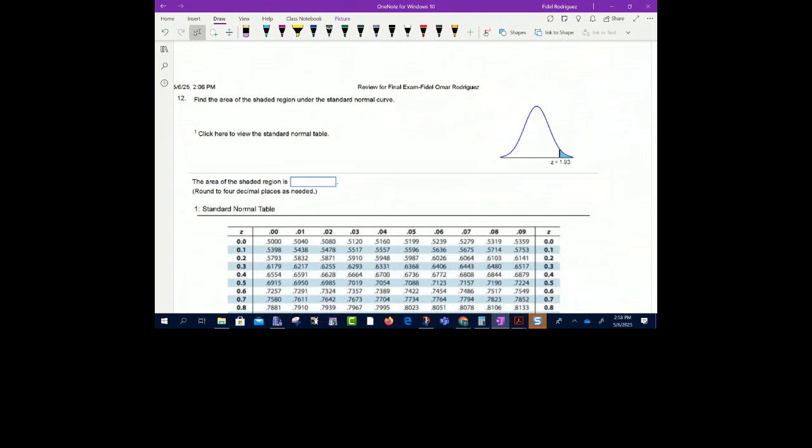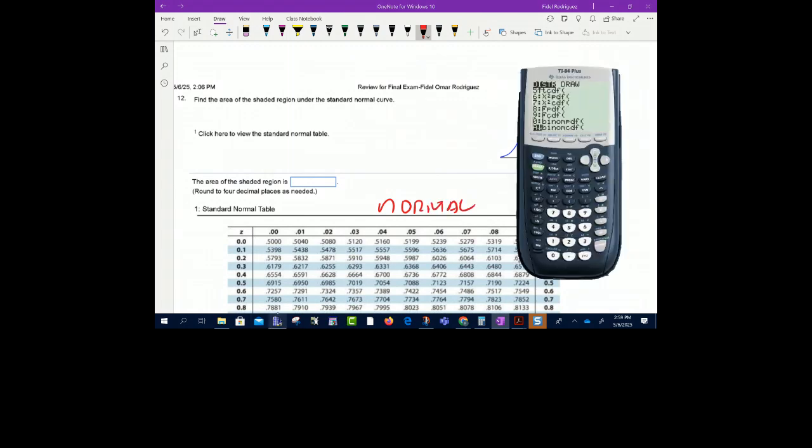We want to find the area of the shaded region on the standard normal curve. Let's see, remember how to do this. Anybody remember how do we find the area under a curve given our Z value? Didn't we go second vars? Yeah, we go second vars. Let me grab this real quick. Let me clear everything out. We're going to go second vars. Didn't we go to our normal CDF?